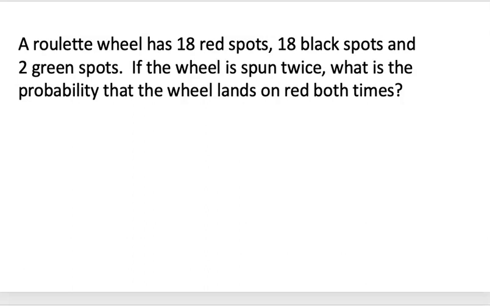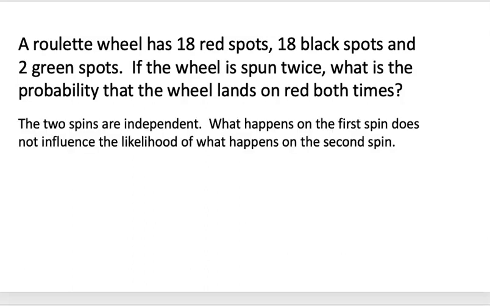Does what happened on the first spin affect, influence, suggest what will happen on the second? No. Sample space is still the same. We still have 38 spots each time. Each spot is still equally likely. So what happens on the first roulette spin has no effect on what happens on the second. So indeed, these are independent events.